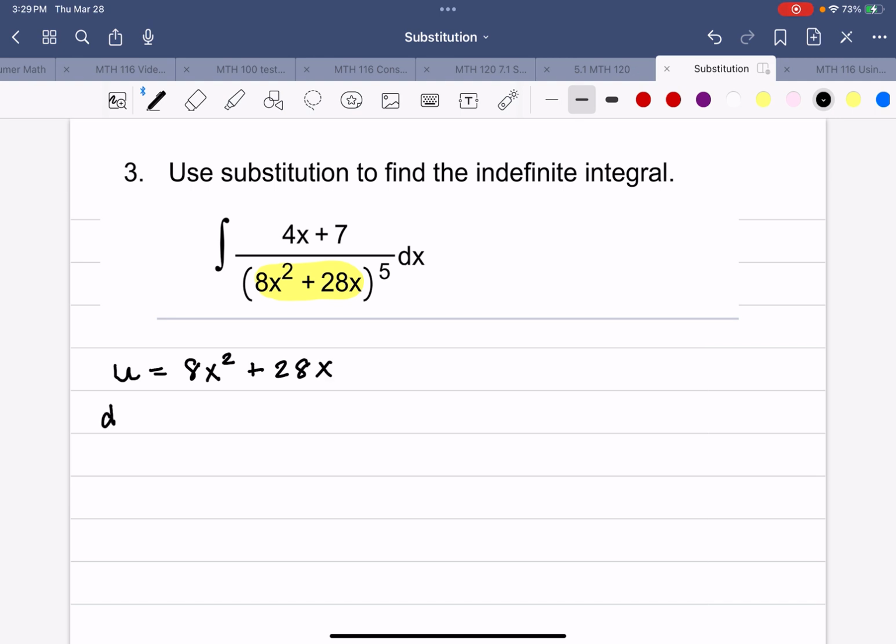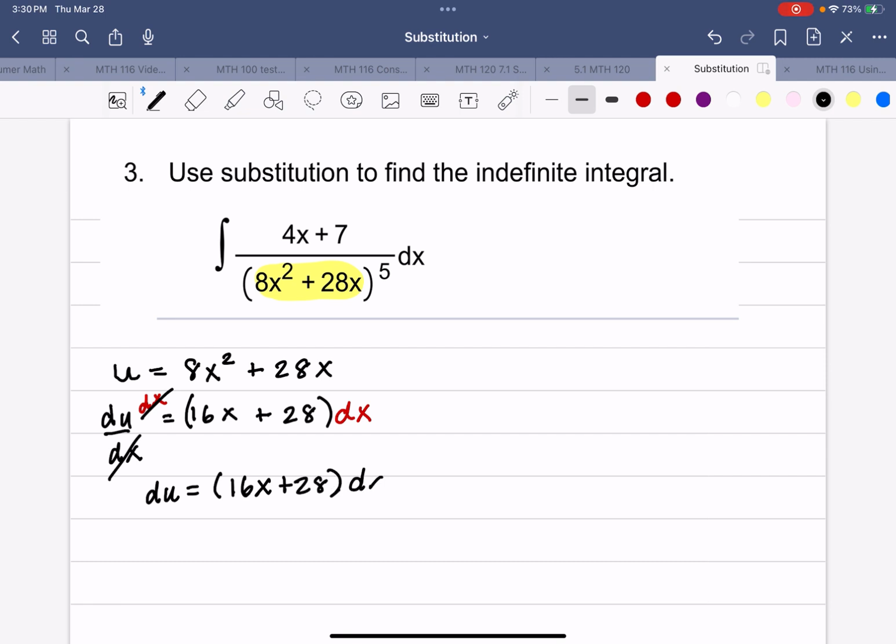So my derivative of u with respect to x is going to be 16x plus 28. I'm going to put that in parentheses because it's a binomial. And now I need to multiply both sides by dx. And that dx belongs to both terms. That's why I need those parentheses. So on the left side, the dx's are gone, and I get du equals, and I'll leave it in parentheses again, 16x plus 28 times dx.